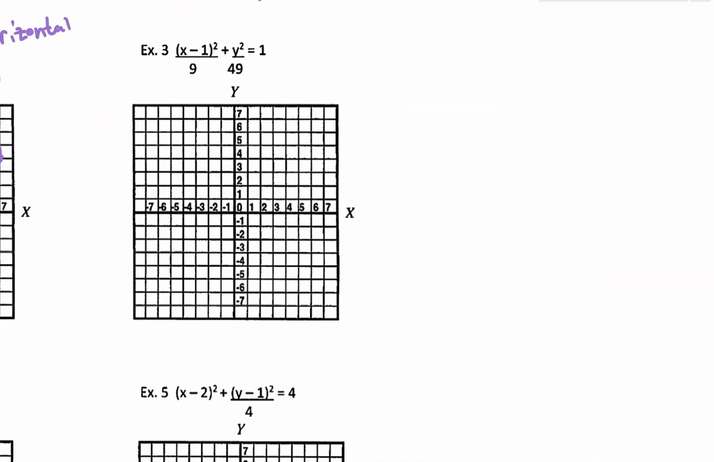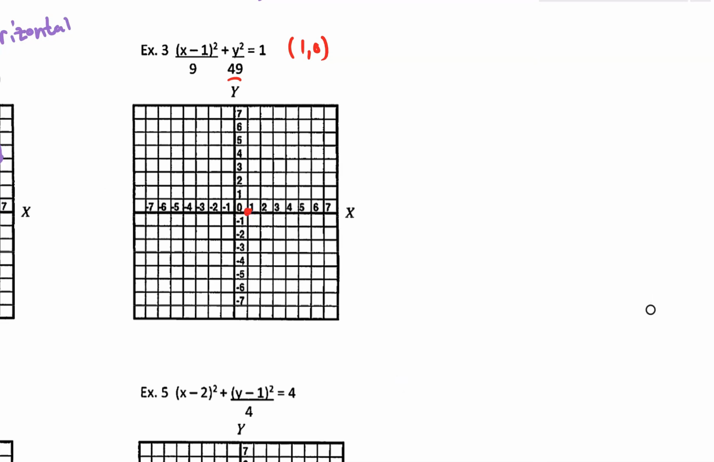Example number 3, I'm looking at example number 3. I see here that the a squared is the bigger value. It's under the y, so it's telling me this one's getting stretched. It has a center at 1, 0. So I go over to 1, 0. It's right here, and it's got a center right there.